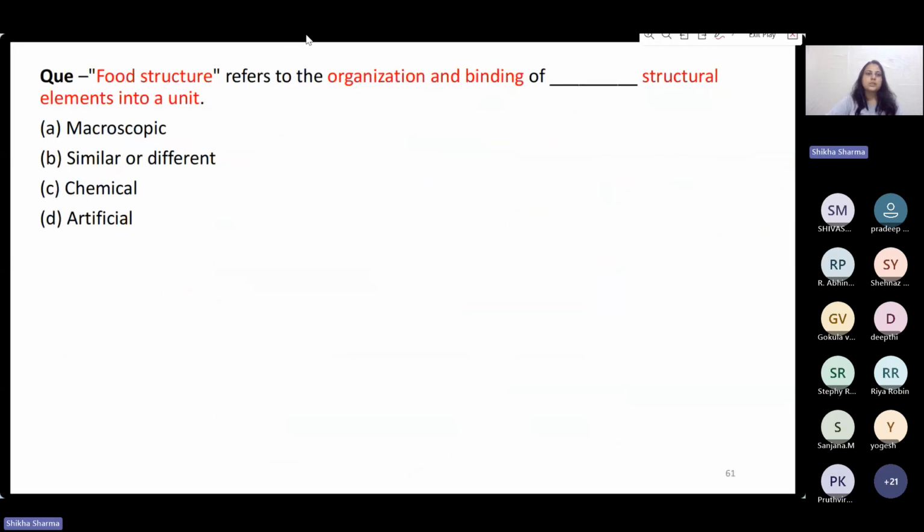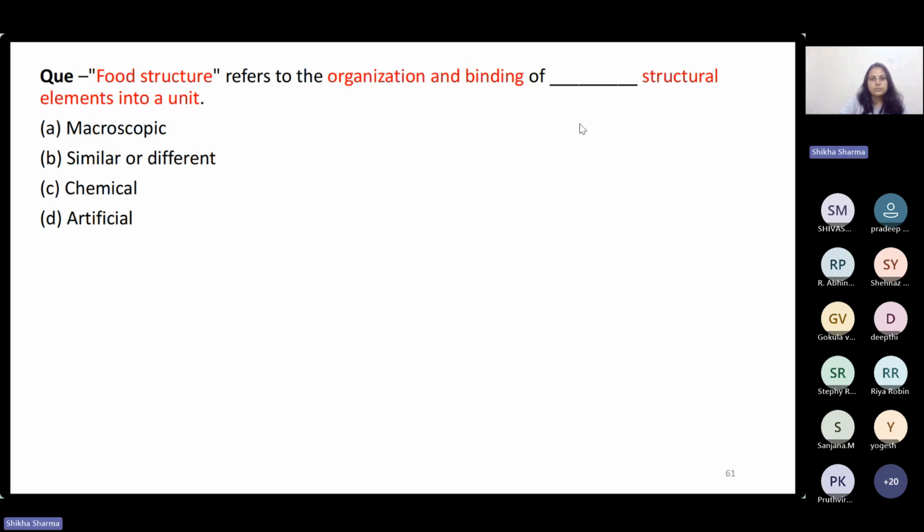Okay, let's see this question. Food structure refers to the organization and binding of dash structure elements in a unit: macroscopic, similar or different, chemical, and artificial. Shivasami is saying C, chemical. Rajeshwari says A, macroscopic.